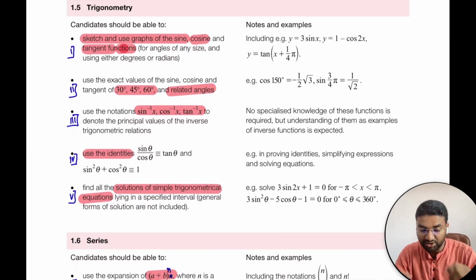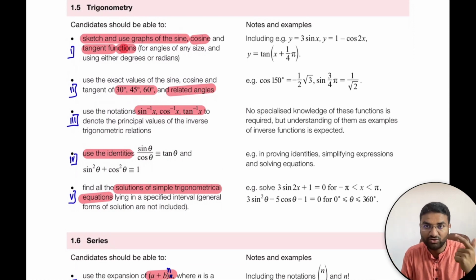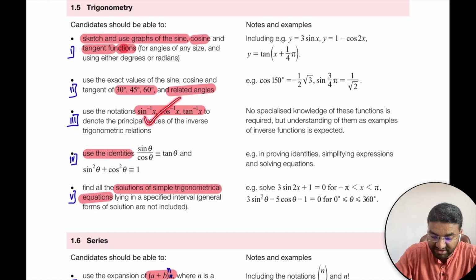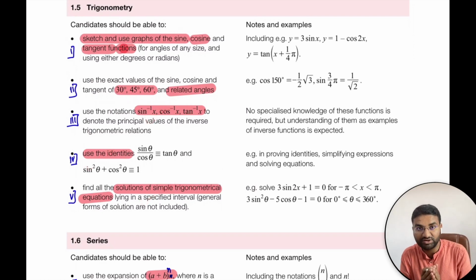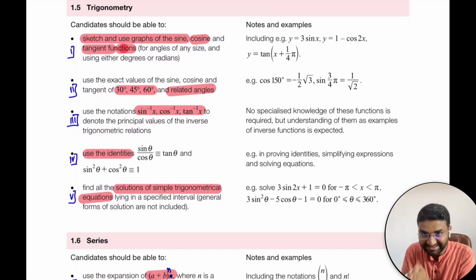Then the trigonometry part. In the trigonometry part you have a sketch. First, sine, cosine, tangent graphs are there. The 0 degree, 30 degree, 45, 60 and 90 degree values are there. Then inverse graphs are there. Then use of identities, then solution of simple trigonometric equations, which we have to solve at AS level.